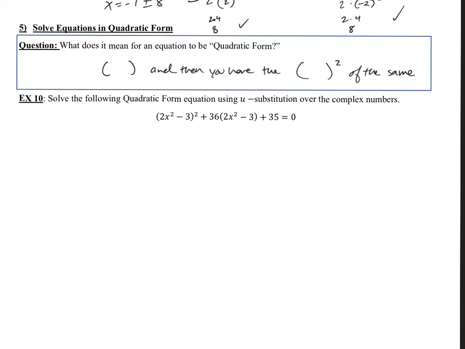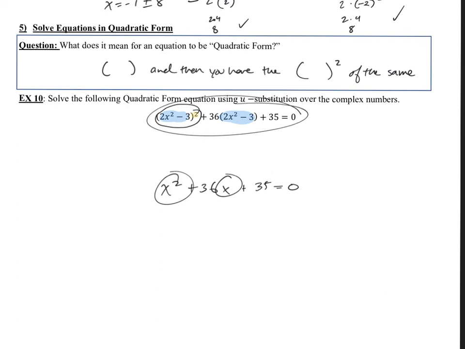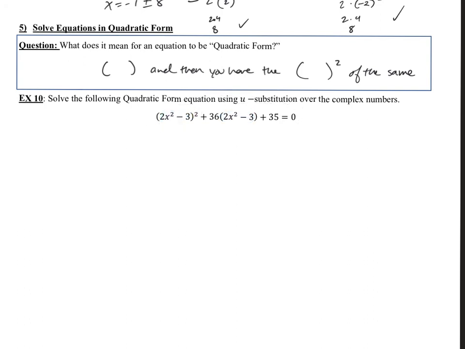For example, look at this problem right here. We have 2x squared minus 3, and 2x squared minus 3 appears twice, and one of them is the square of the other. Just like how in a quadratic equation, you'll see an x and then an x squared. In this problem, we see a 2x squared minus 3 and then a 2x squared minus 3 squared. So this equation is in the quadratic form. It's not actually quadratic, but it's in the form because we have one squared of the other.